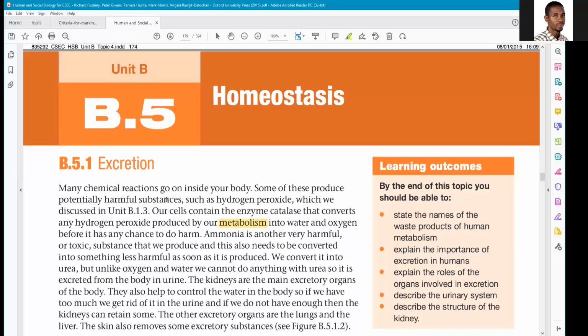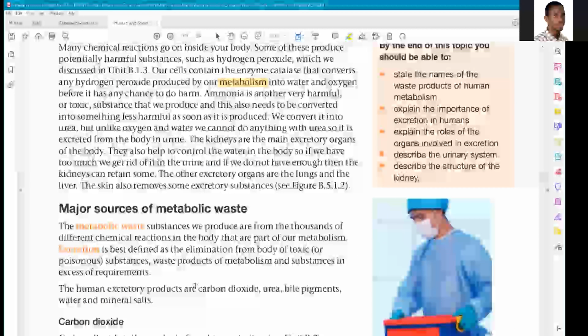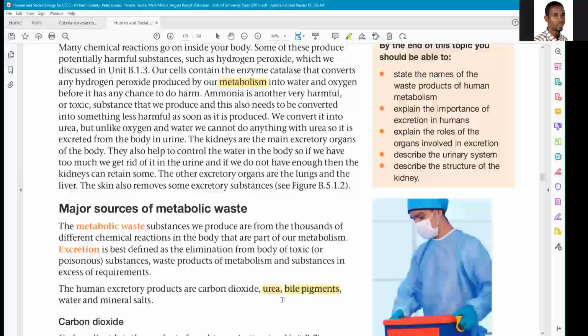So some of our excretory products would be, let me underline that. Some of our excretory products are going to be urea, bile, which we of course make use of, water, imagine that, mineral salts, carbon dioxide.